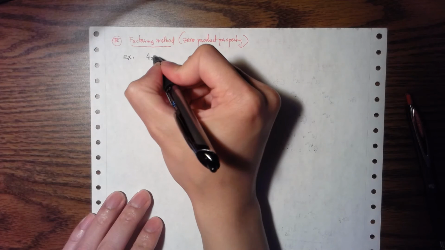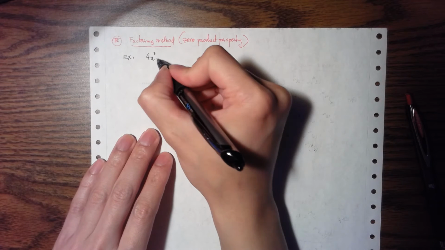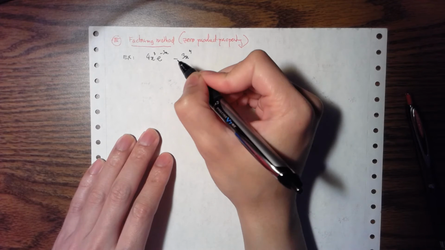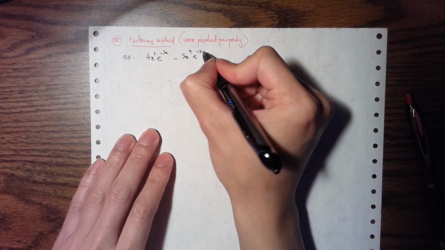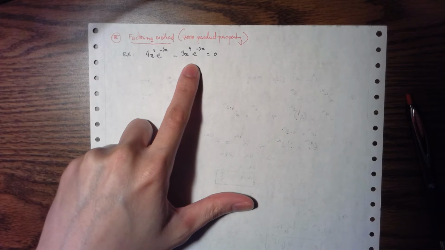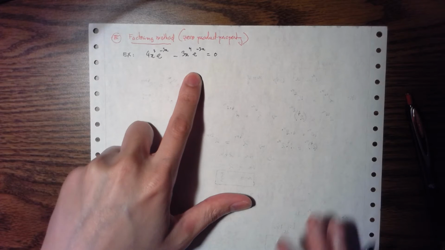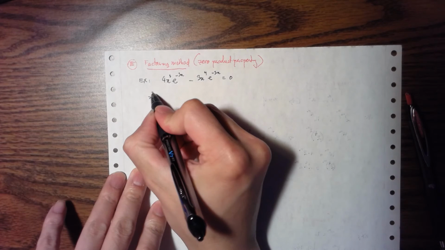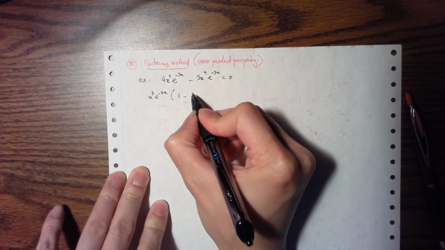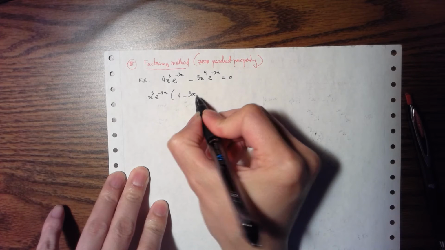4x to the third e to the negative 3x minus 3x to the fourth e to the negative 3x. This exponential equation contains two terms, and both terms have e to the negative 3x in common. They also have x to the third in common, because x to the fourth has x to the third power inside it. So I can factor them out. What I have left is 4 minus 3x equals 0.